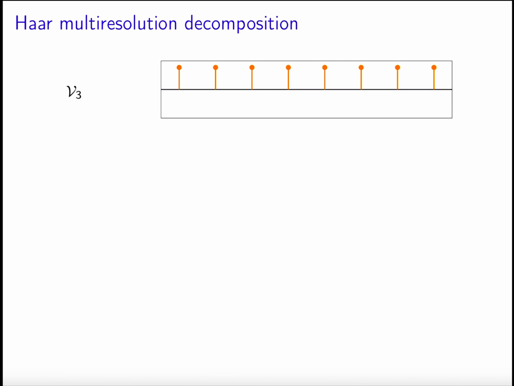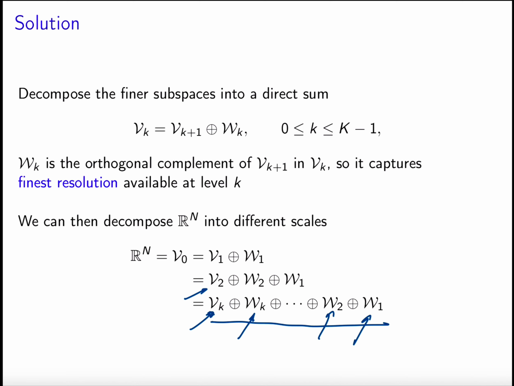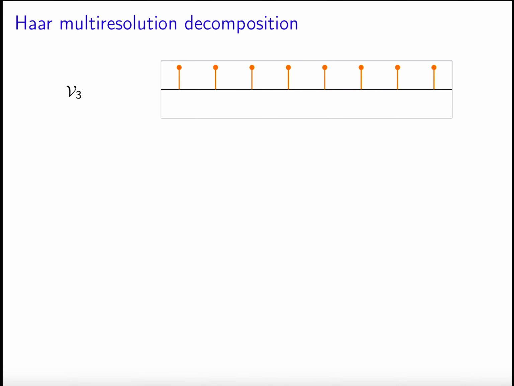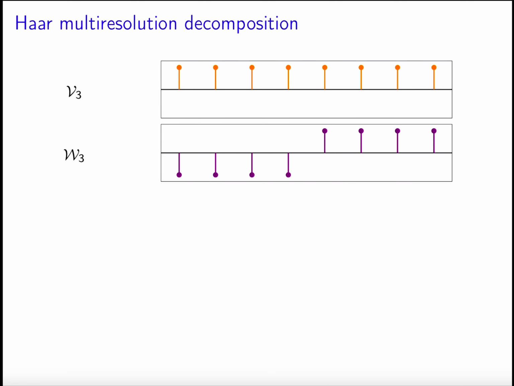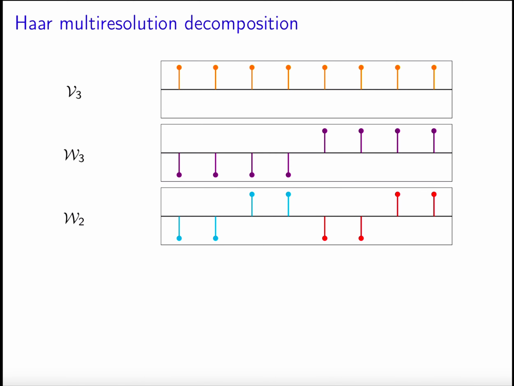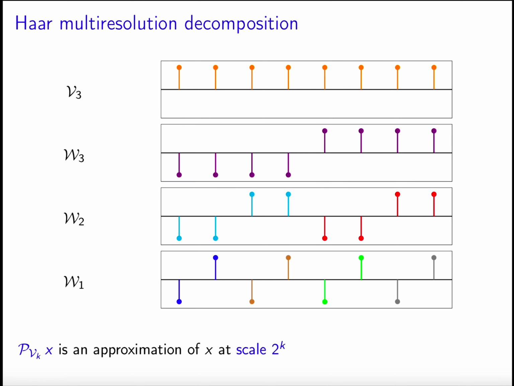Okay, so to be clear, if we take this decomposition down to, let's say, V3, we have vectors that are constant on segments of length 8. Then we have vectors that are constant on segments of length 4 but are orthogonal to this guy. That's W3. Then we have vectors that are constant on segments of length 2 but are orthogonal to this guy and to this guy. That's W2. And then we have vectors that are constant on segments of just length 1, but are orthogonal to this, and to this.